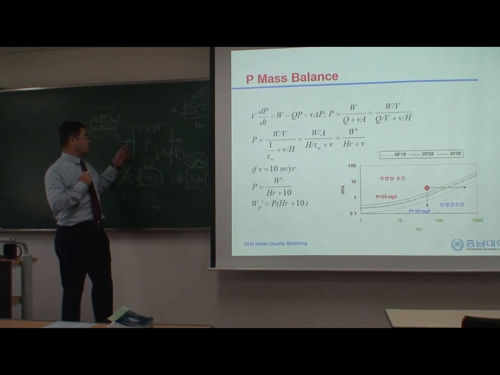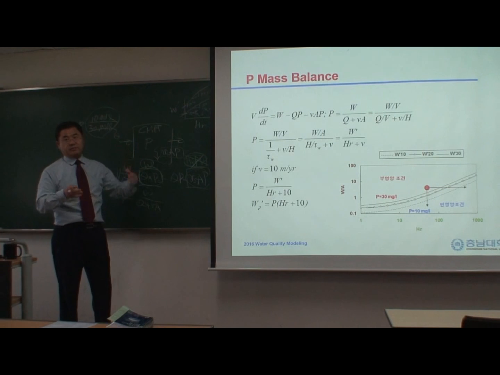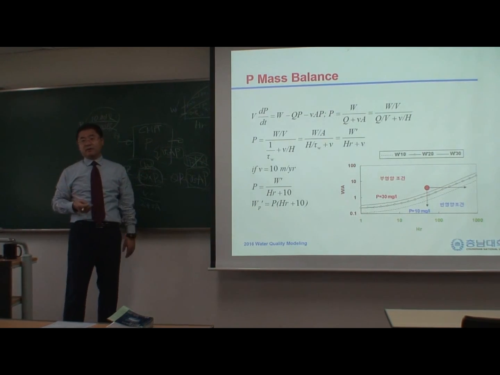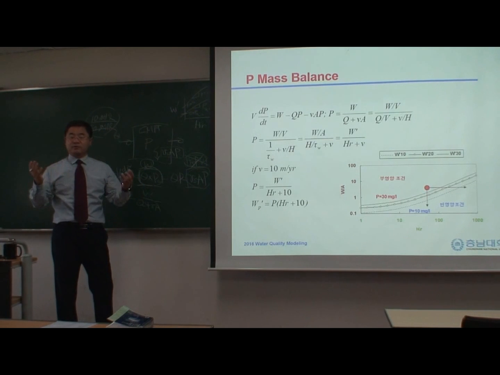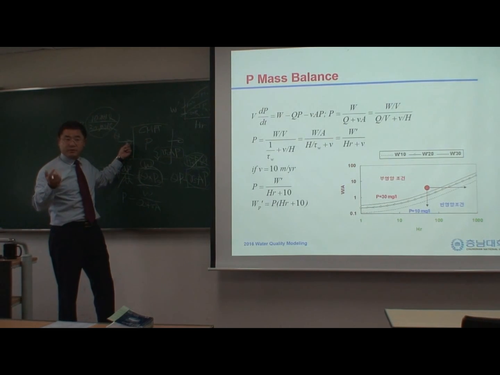Then can we do something about Q? Maybe not. Can you do something about H? Maybe not. Can you do something about sunlight? Maybe not. Can you do something about temperature? Maybe not. Can you do something about incoming phosphorus concentration? Maybe. Right? That's very important. Then how much? How much?